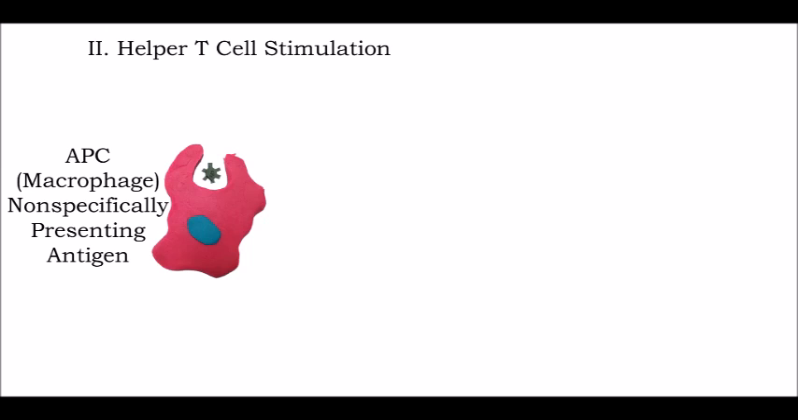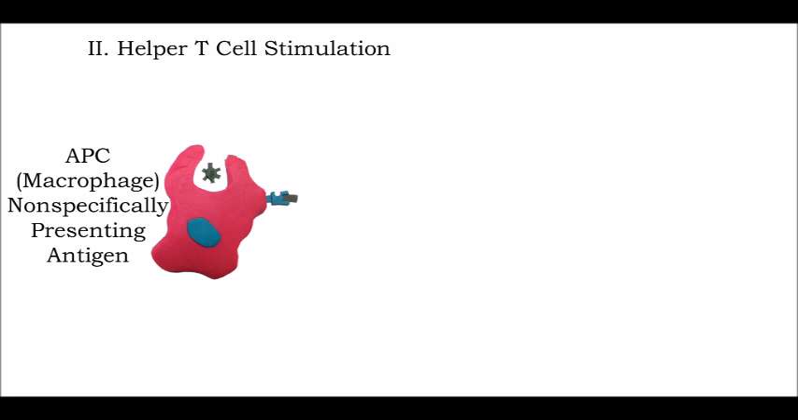To help our memories, let's go over this a little bit slower this time. This ARQ number 2, helper T-cell stimulation, begins with a macrophage and an antigen, and it's an APC or antigen-presenting cell which non-specifically presents the antigen, which you don't actually have to label for the ARQ, which means that it's not picky about what antigen it presents.